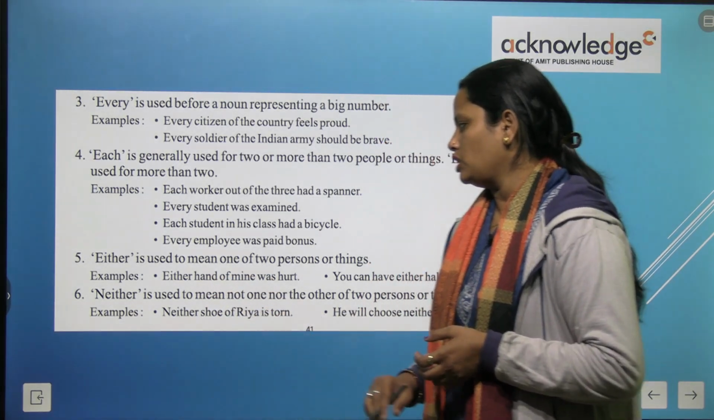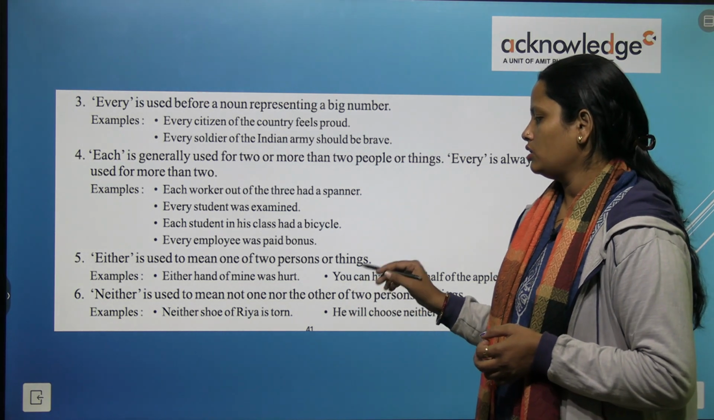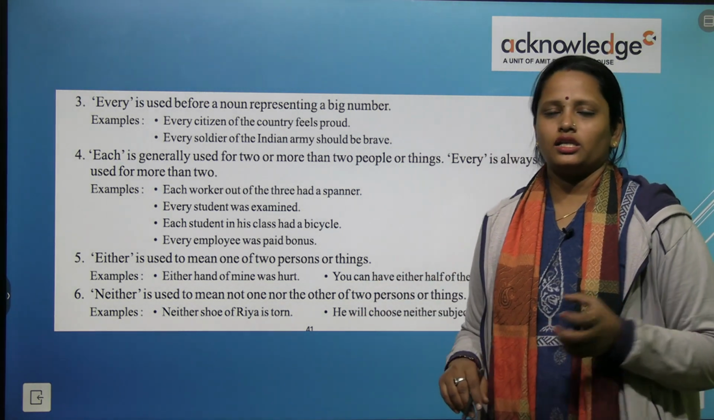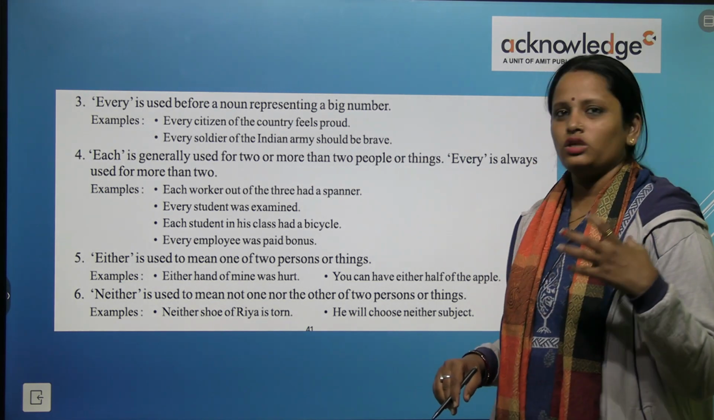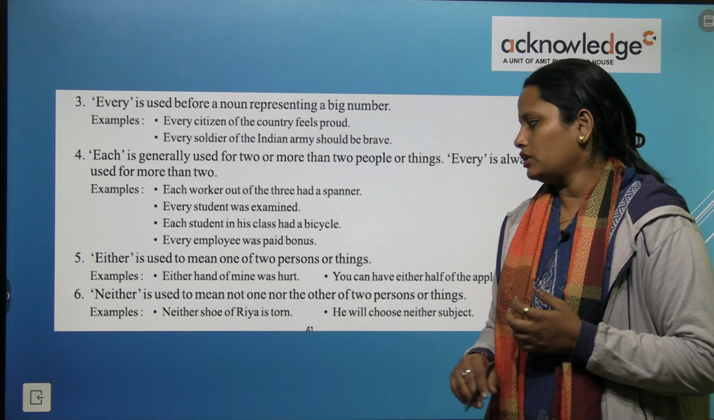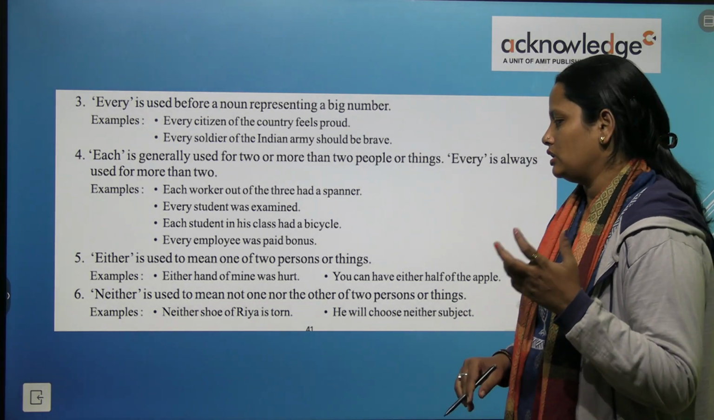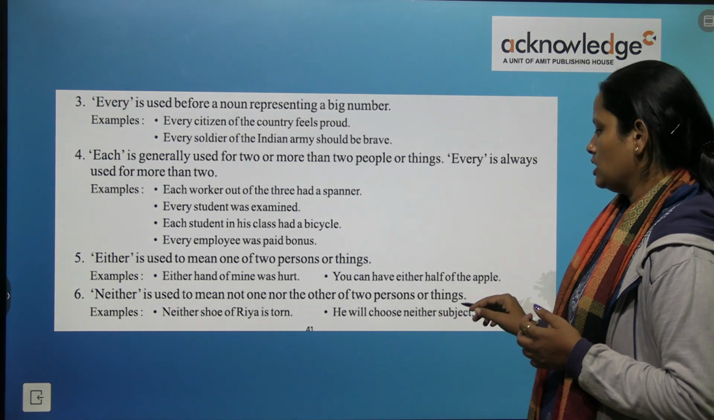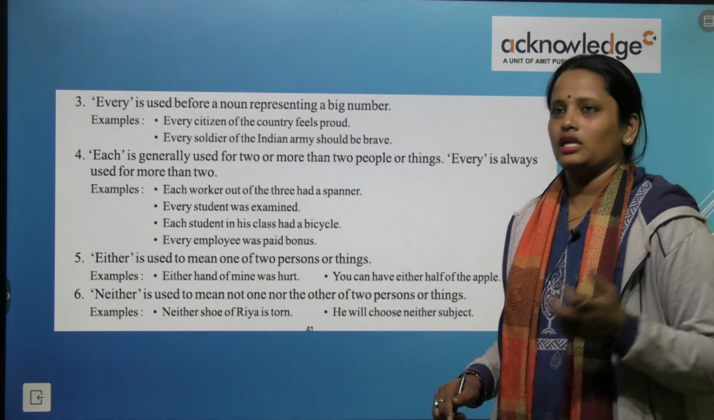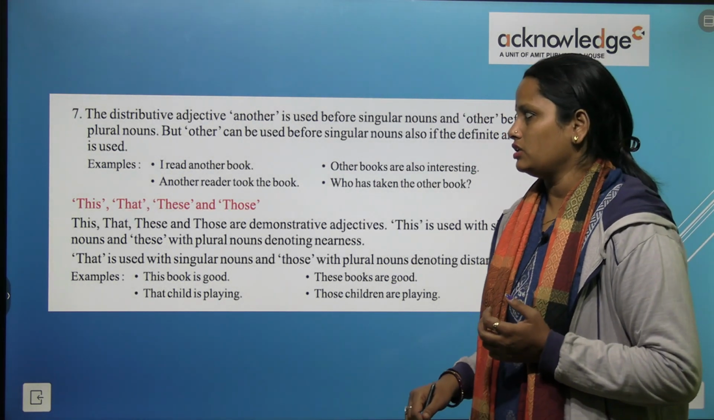Neither is used to mean not one nor the other of the two person or thing. So neither कब यूज करते हैं, जब हमें no या not का यूज करना है, मतलब किसी की भी बात नहीं होगी यहाँ. Neither shoe of Ria is torn. तो रिया की कोई भी shoe यहाँ पे torn नहीं है. He will choose neither subject. So वो कोई भी subject choose नहीं करेगा. So at this time we have used here neither.